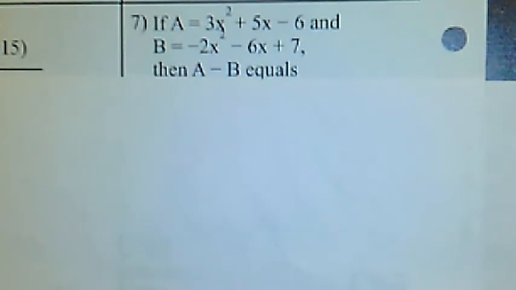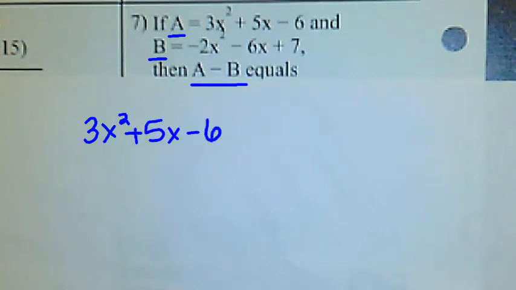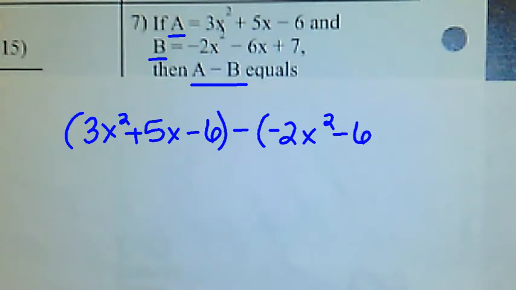All right, number 7. Two more questions. So they gave us what A is, they gave us what B is, we want to do A minus B. So 3x squared plus 5x minus 6. And then I'm subtracting, I'm actually going to put these in parentheses. So I'm subtracting negative 2x squared minus 6x plus 7.